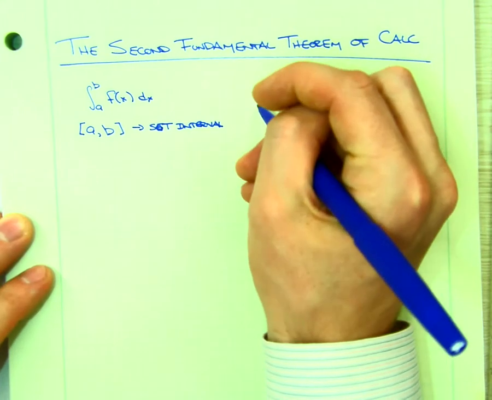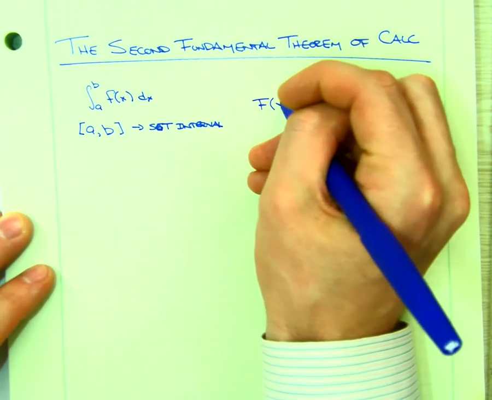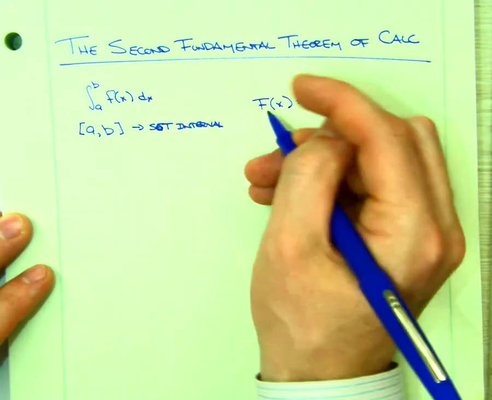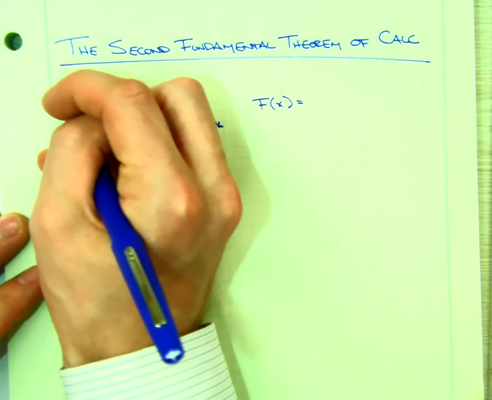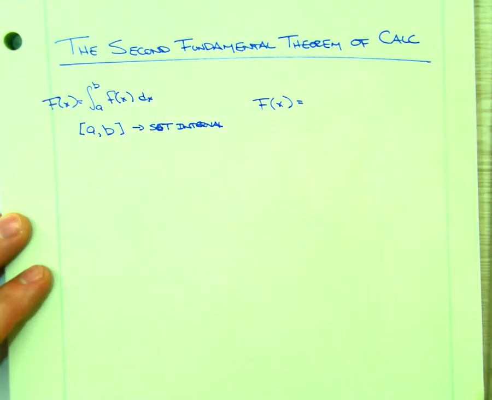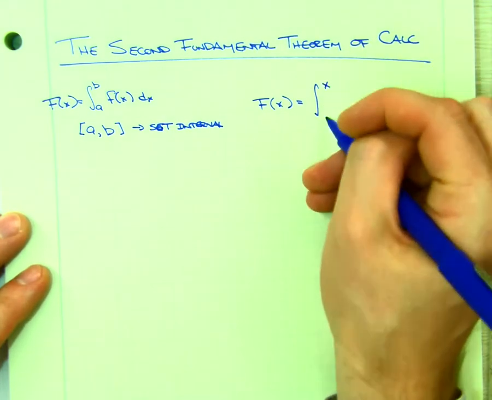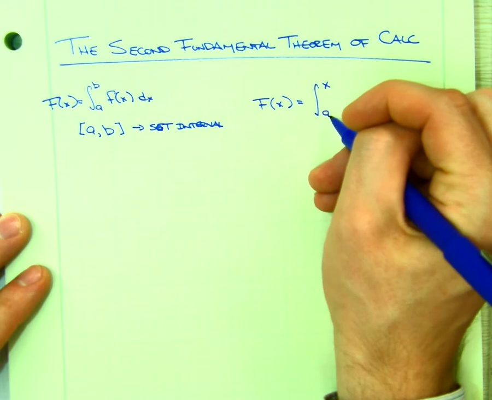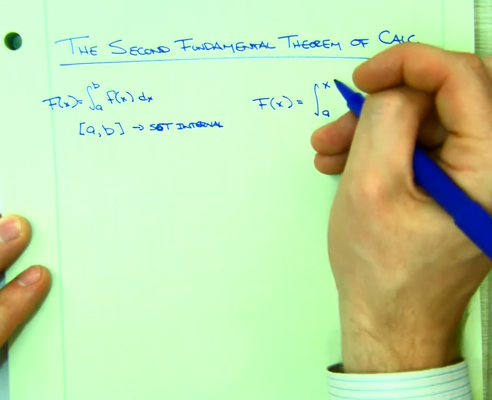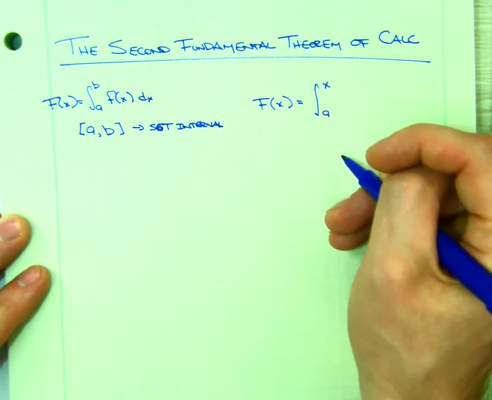So in this case, I'm going to say capital F of x is going to be equal to some function of x, and here's our integral, and this time it's going to go from a to x. So we have a fixed starting point, a. We do not know what our fixed ending point is, x.